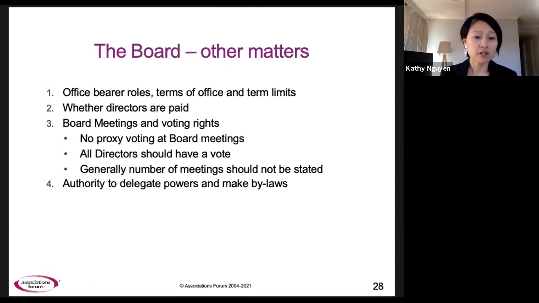Board meetings and voting rights. Just a few things about that. We recommend no proxy voting at board meetings, which is different to a general meeting. As I said, if you're a director and you can't attend a board meeting, then you can't attend the board meeting. All directors should have a vote, so you shouldn't have any non-voting directors. If you're a director on the board, then you should have a vote in order to properly fulfill your legal duties. And then generally, the number of meetings should not be stated.